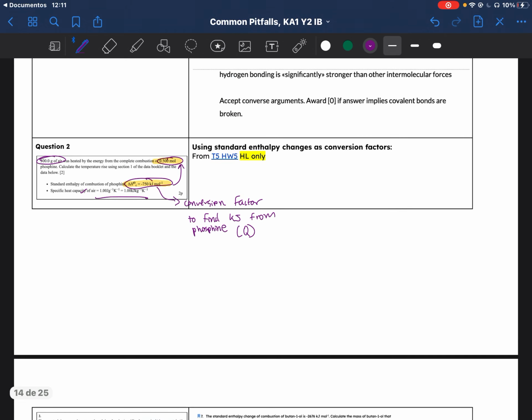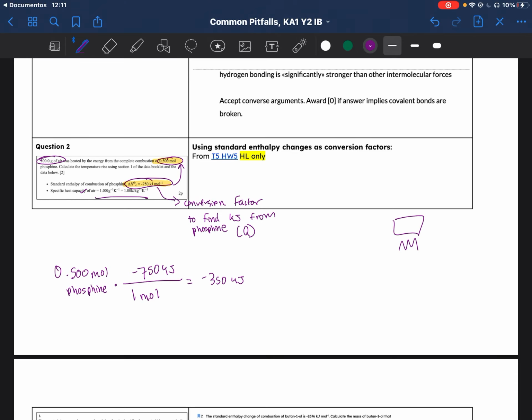That was the first step in that problem, to do a conversion factor, starting with 0.500 moles of phosphine. Notice you didn't even need to know what phosphine was. You didn't need to know a chemical formula or anything like that. For every 1 mole of phosphine, you release negative 750 kilojoules. So you should have gotten negative 350 kilojoules as your enthalpy change.